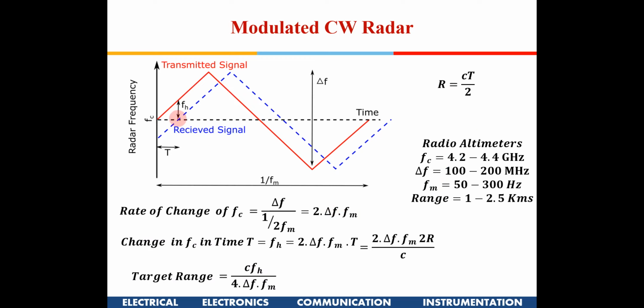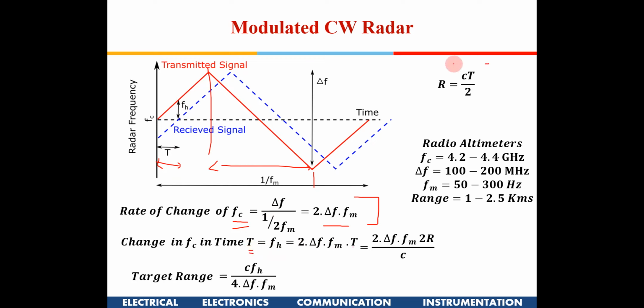So now if you try to write an equation for that, the rate of change of the radar frequency FC will be delta F. This much is the total frequency change, and from here to here it is only half the time period. Delta F is from peak to peak, from here to here, and this time from here to here is half of this 1 by Fm, right? So half of 1 by Fm. So delta F divided by half of 1 by Fm gives me the rate of change of frequency. If I have to find out how much the frequency changes in this time, I need to multiply it by t.